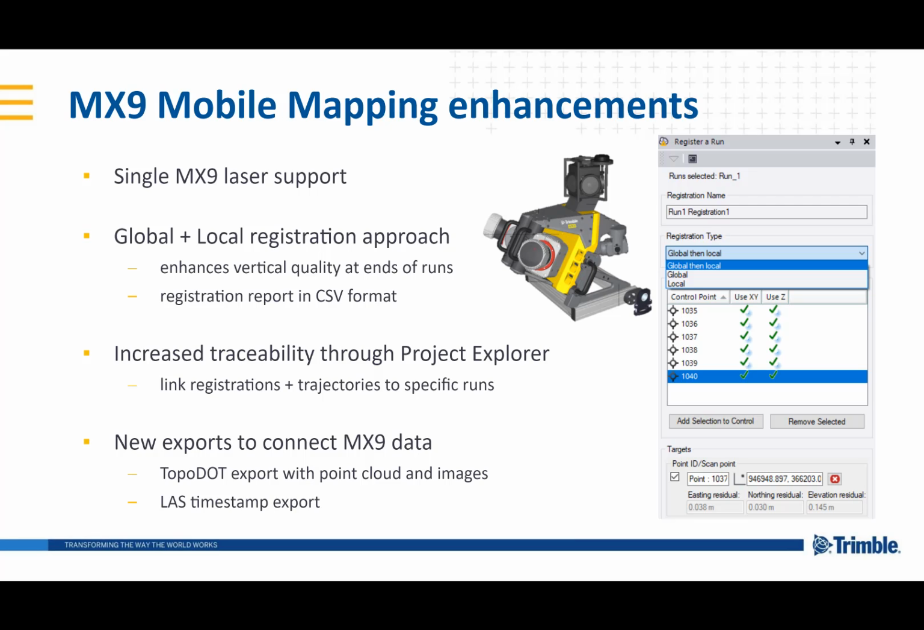In version 5.10, we've also increased the traceability through the Project Explorer, linking registrations and trajectories to specific runs, making it easier to see those and view those. And then we've also added some new exports to connect your MX9 data to some third-party packages, such as the Topodot export with point clouds and images if you are using Topodot for further feature extraction, or the LAS timestamp export, which will allow you to complete registration and extraction in third-party packages such as TerraSolid.